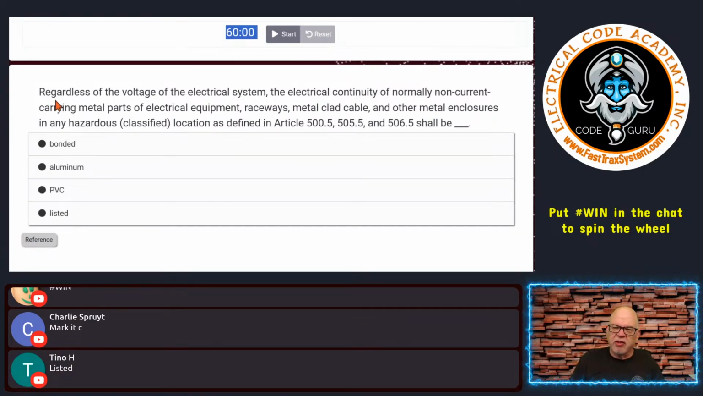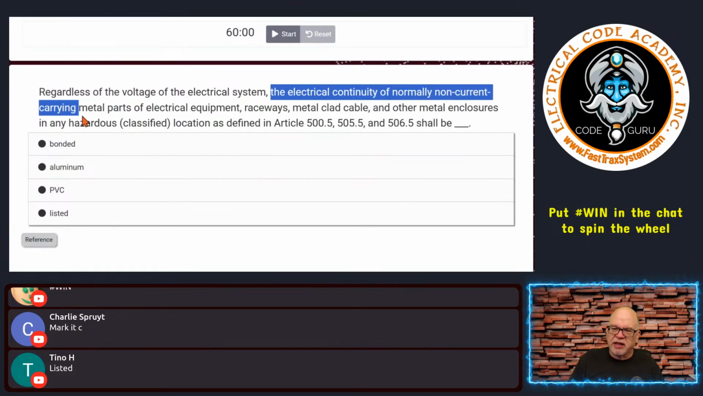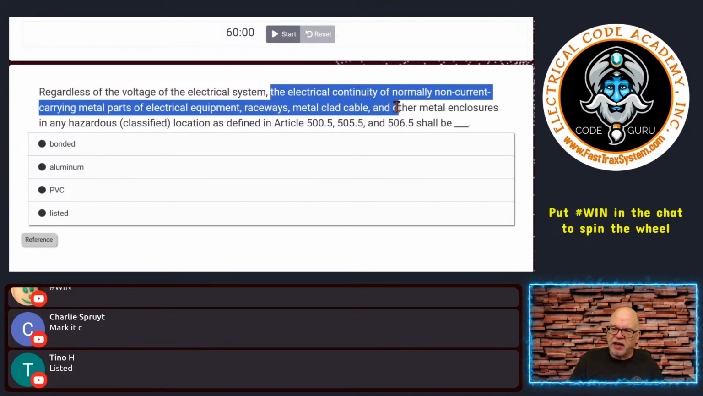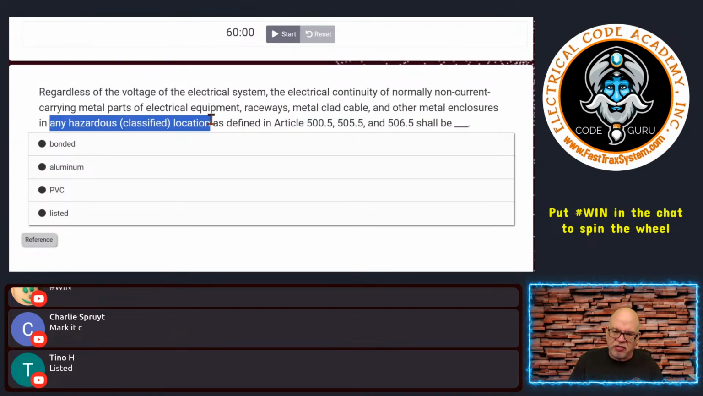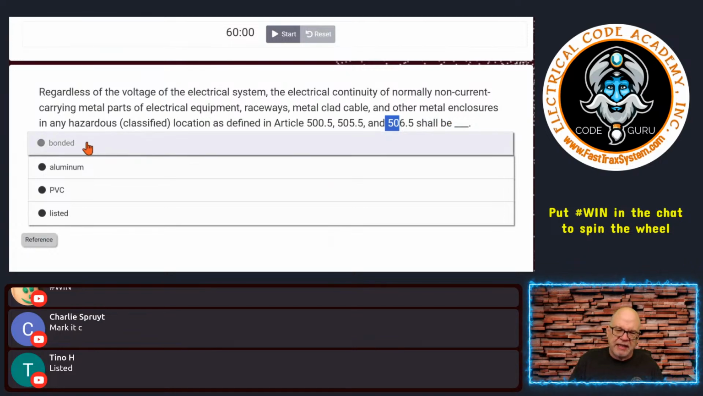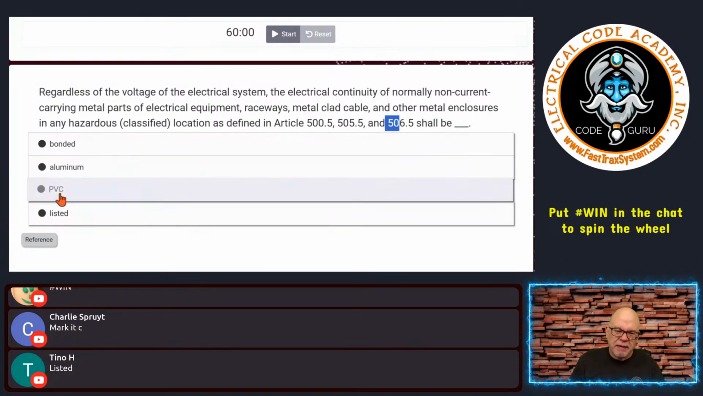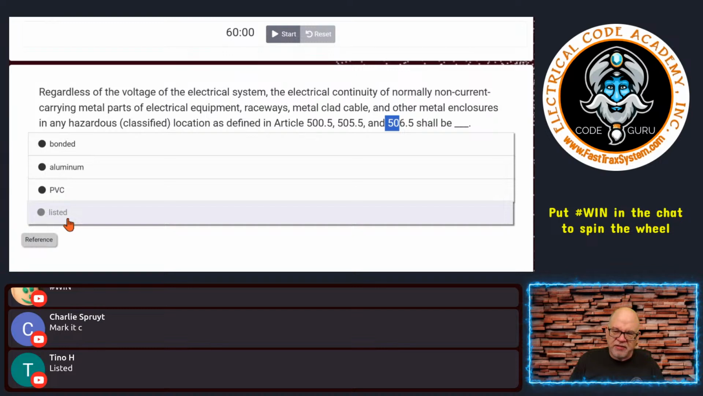All right. So here it says, regardless of the voltage of the electrical system, the electrical continuity of normally non-current carrying metal parts of electrical equipment, raceways, metal-clad cable, and other metal enclosures in any hazardous classified location as defined in Article 500.5, 505.5, or 506.5 shall be blank. Bonded, aluminum, PVC, or listed. Okay?